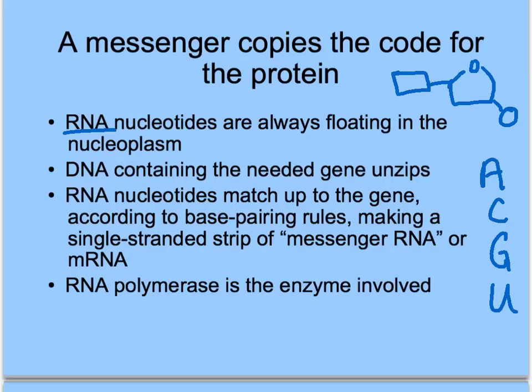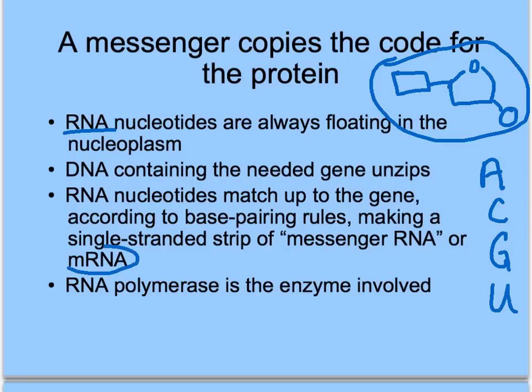So the first thing that happens is the DNA that contains the needed gene, that is the recipe for the protein that the cell needs at the moment, unzips down the middle just like it unzips when it's going to replicate itself. And then these RNA nucleotides that are floating around in the nucleus go and line up, match up with the opposite bases on the DNA, and form a chain or a strip of messenger RNA.